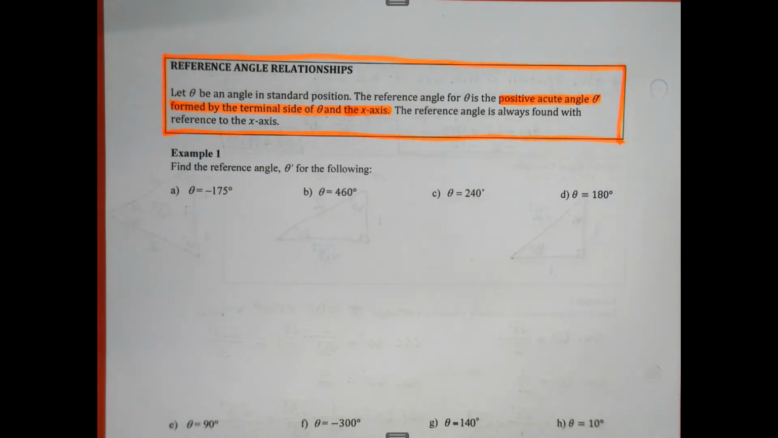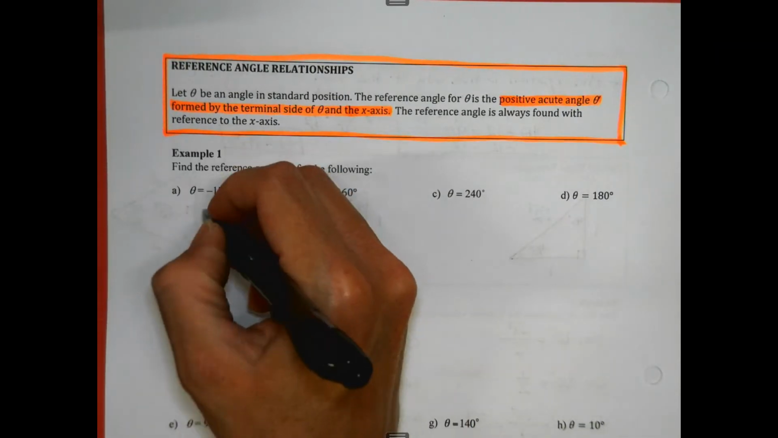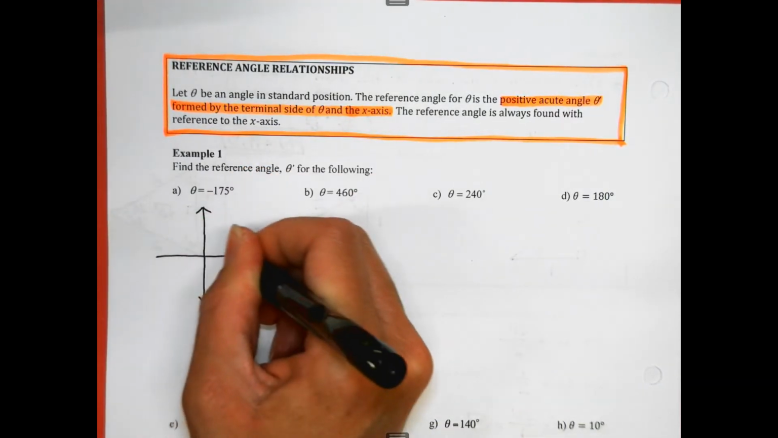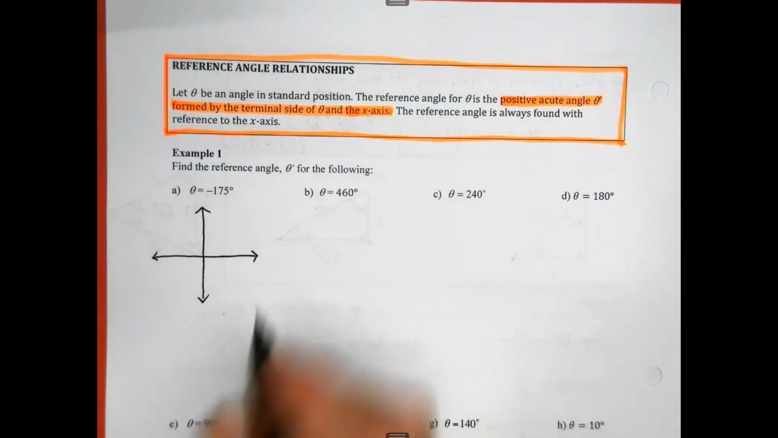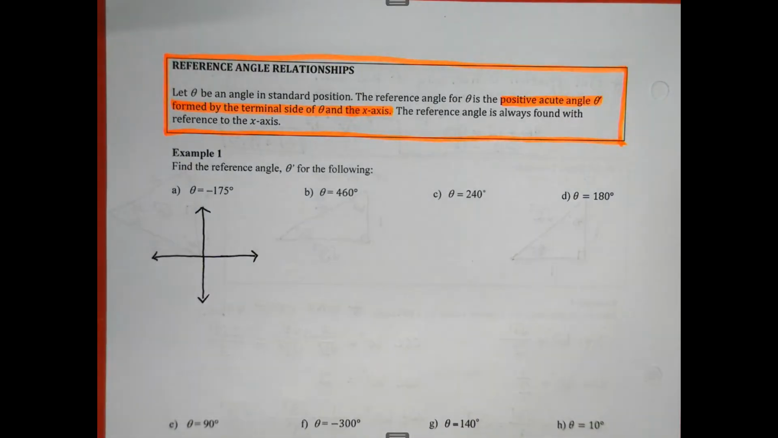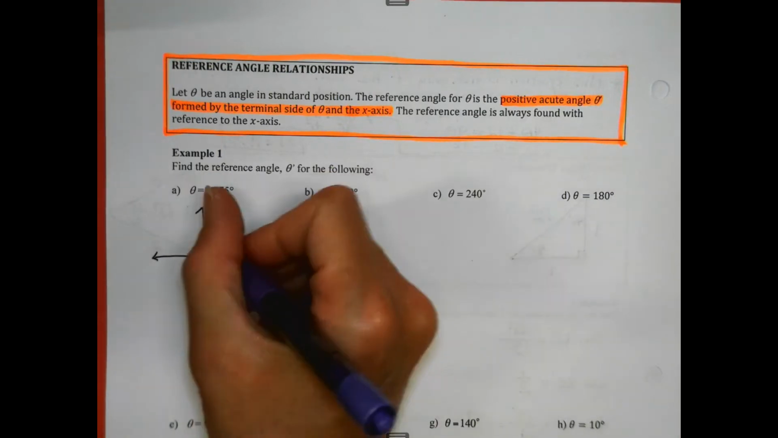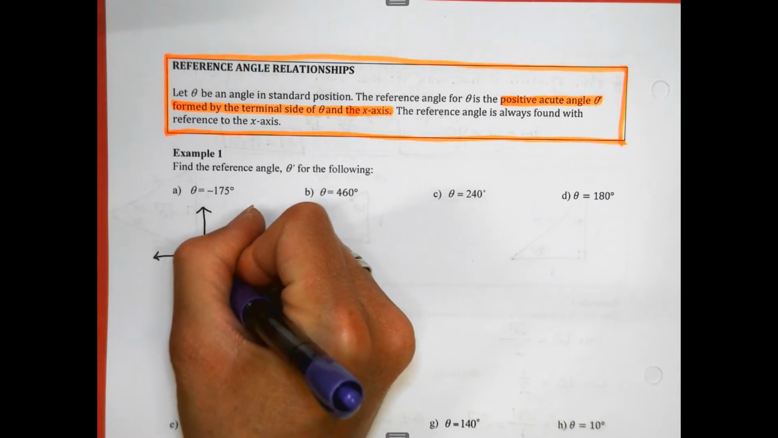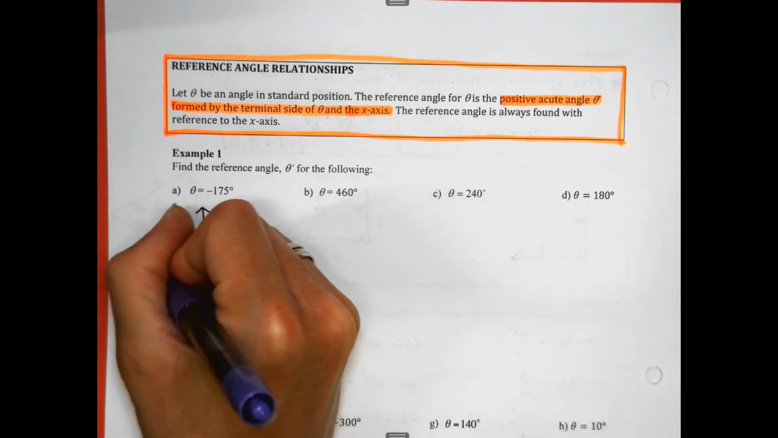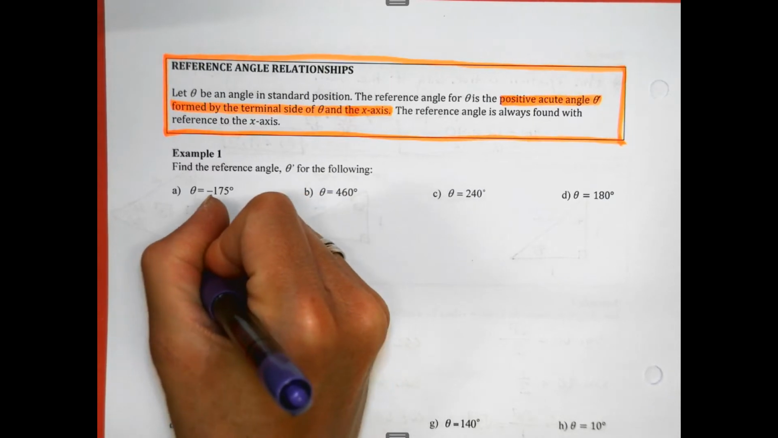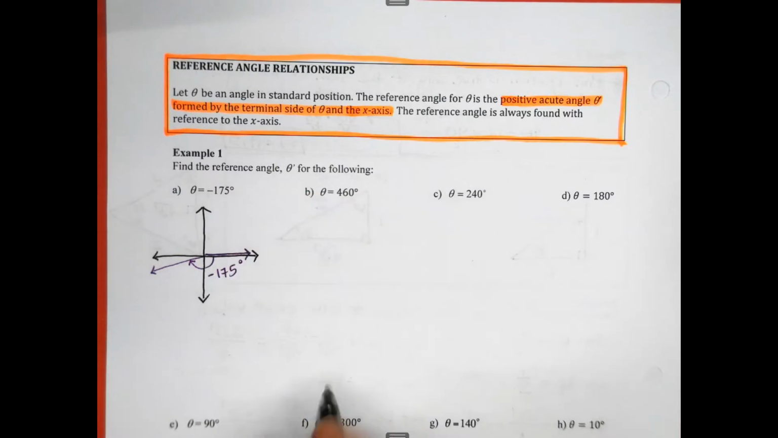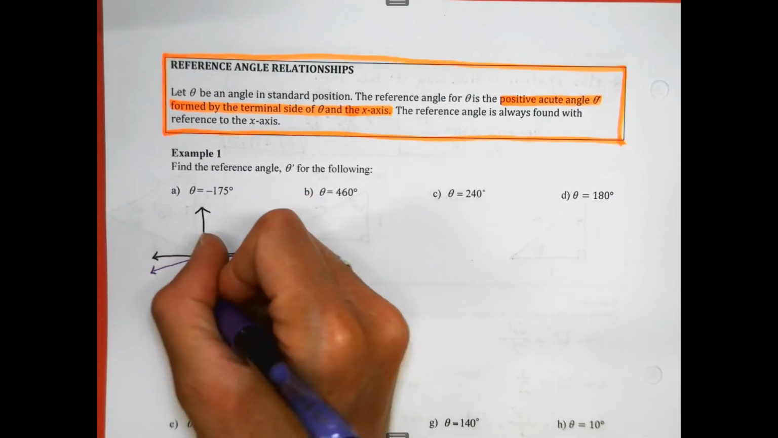So example number 1 says to find the reference angle theta prime for the following. We're going to draw a picture to help us. And our angle theta is negative 175. So this is an angle that starts on the positive x-axis and it rotates clockwise and it ends very close to the negative x-axis. That is our angle theta.